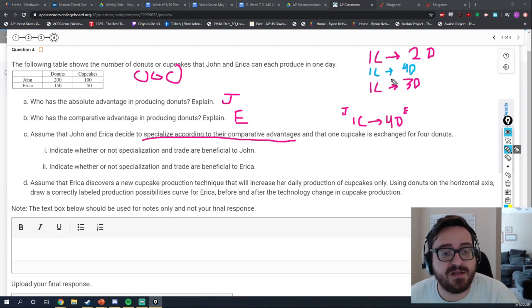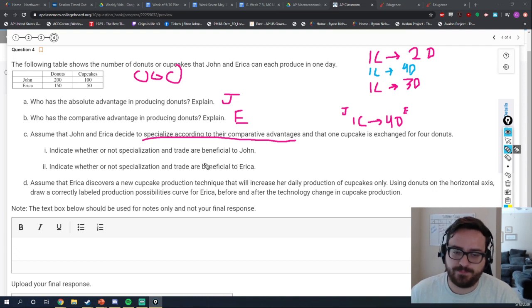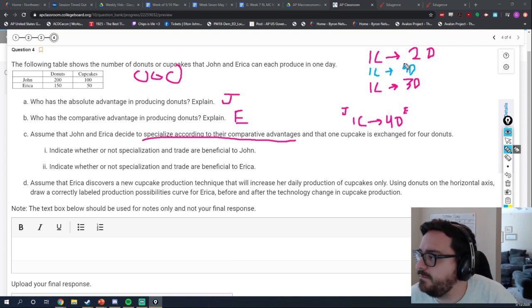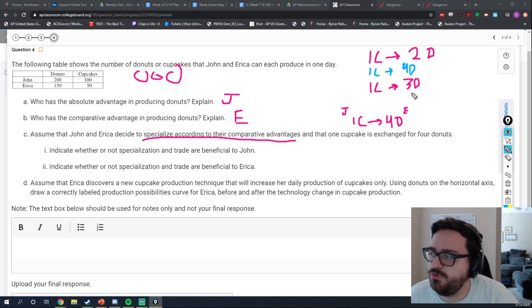Because any mutually beneficial term of trade would have fallen in between these 2 numbers. If it was between 2 and 3, it would have been good for both, no problems. It's not good for both. It's good for one and not the other. So we got 4, 2, and 3. So let's make sure we figure out some stuff.